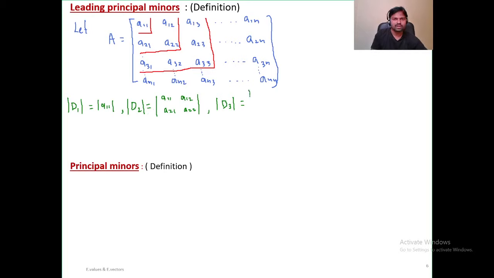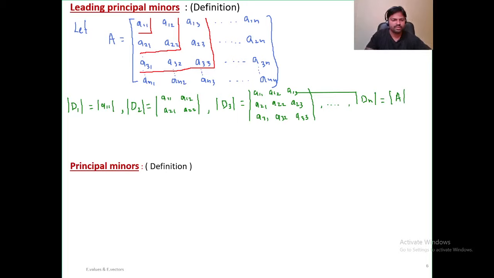Fine. So now the determinant of this one is A11, A12, A13, and A21, A22, A23, and A31, A32, A33. So this is D3, and so on up to the last one, Dn. The last one, Dn, is nothing but the whole matrix you have to take. At the end I will get the entire matrix, right? That means this minor is nothing but the entire matrix A. So this is about leading principal minors.